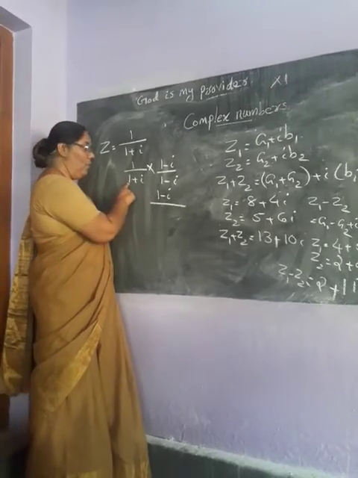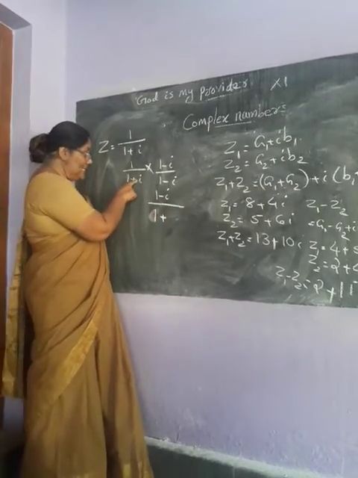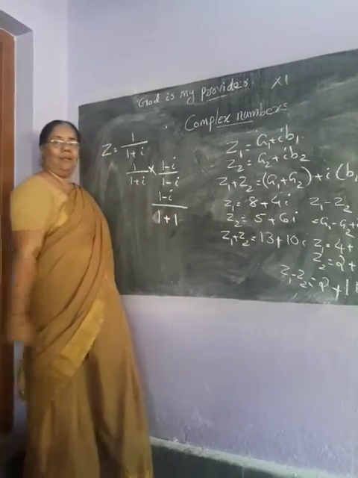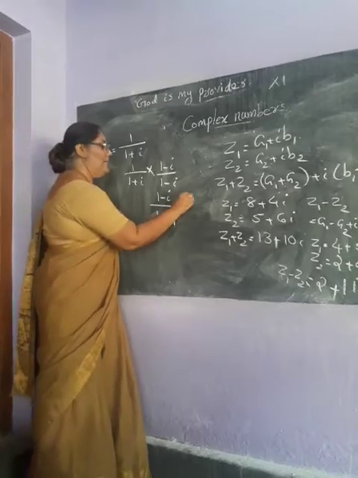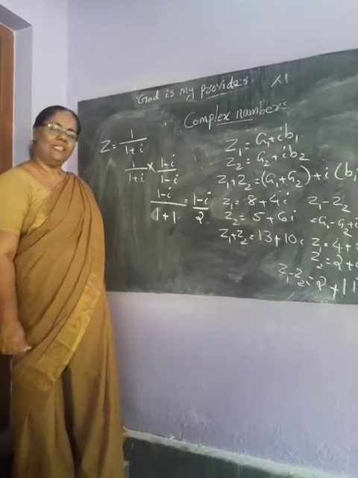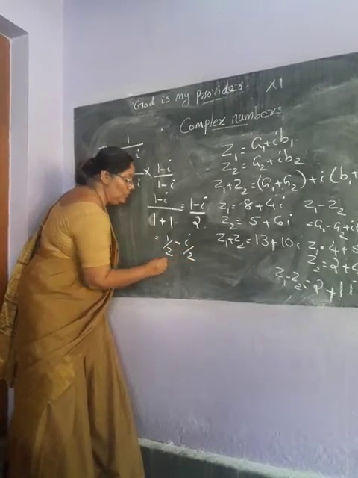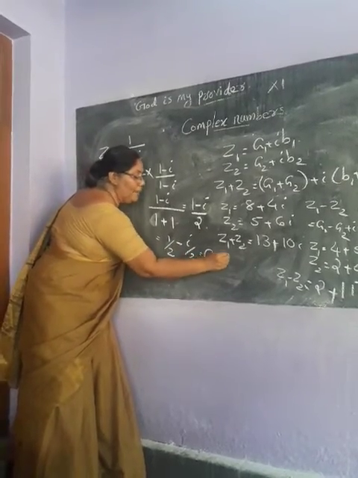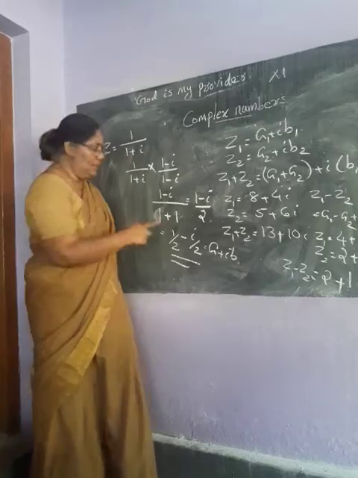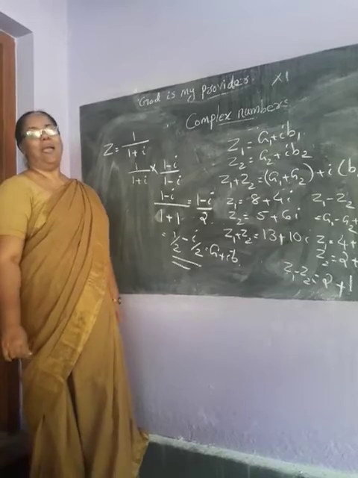Understand? What is your A? 1. A square means 1, plus B square. B is the coefficient of i. Look here. B is the coefficient of i. That is 1 plus 1. What is 1 plus 1? 2. Therefore, what is the final answer? 1 minus i by 2. Actually, you can split this as 1 by 2 minus i by 2. This is of the form A plus iB.